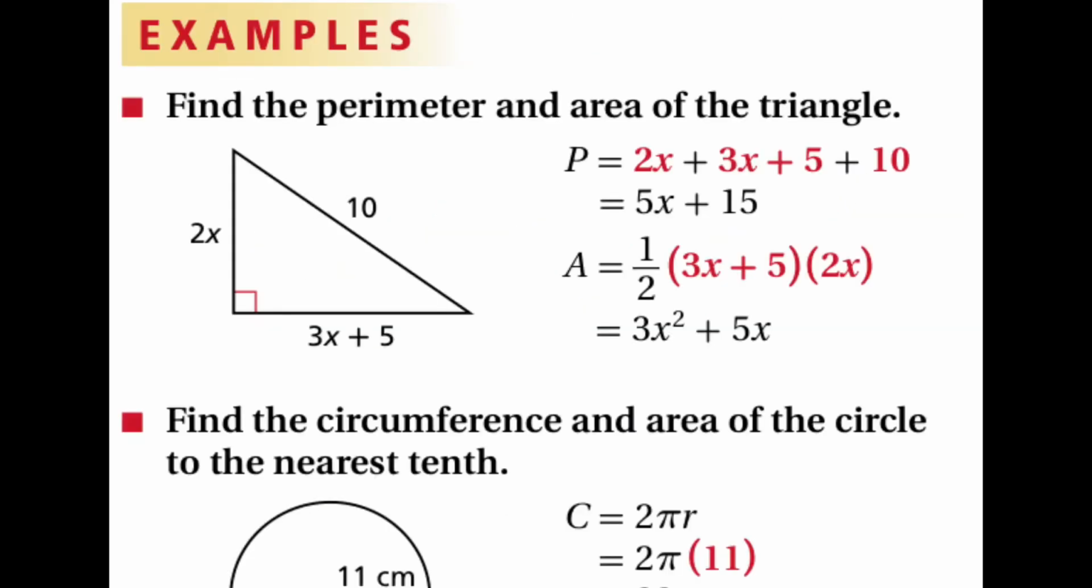To find the perimeter and area of this triangle, we use the formulas. The perimeter, we just add together the outside edges. When we combine like terms, we get 5x plus 15. For the area, I have to find the base, it's this one, and the height, multiply them together, and divide by 2. So remember that 3x times 2x is actually going to be 6x squared, and then once I cut it in half, I get 3x squared. And 5 times 2x, 10x, divided by 2 is 5x.